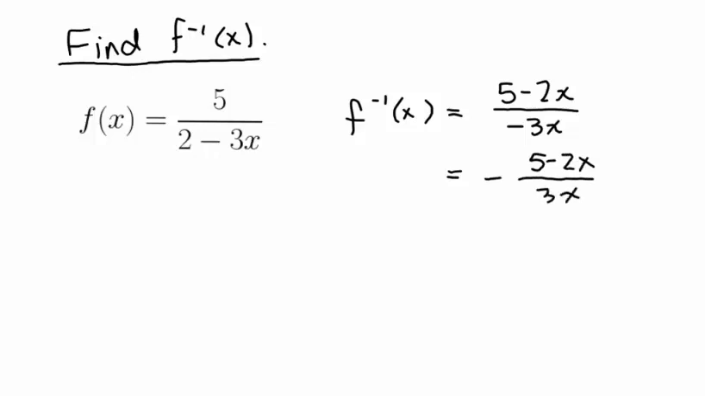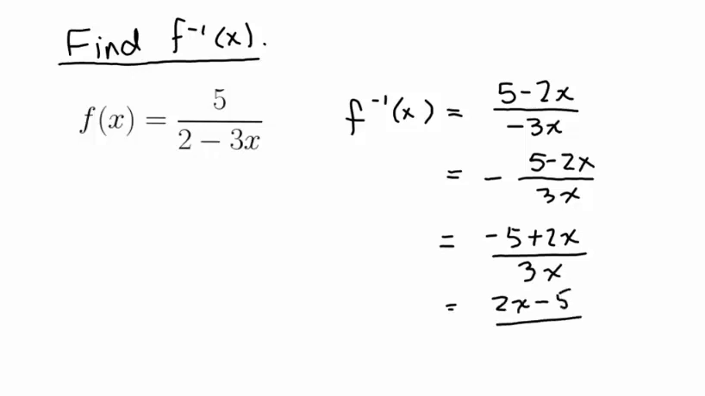Or you can move this negative into the numerator by distributing a minus 1 through to get minus 5 plus 2x over 3x, or switching the order of the two terms in the numerator. So it's typical to see our final answer written like this. F inverse is equal to 2x minus 5 all over 3x.